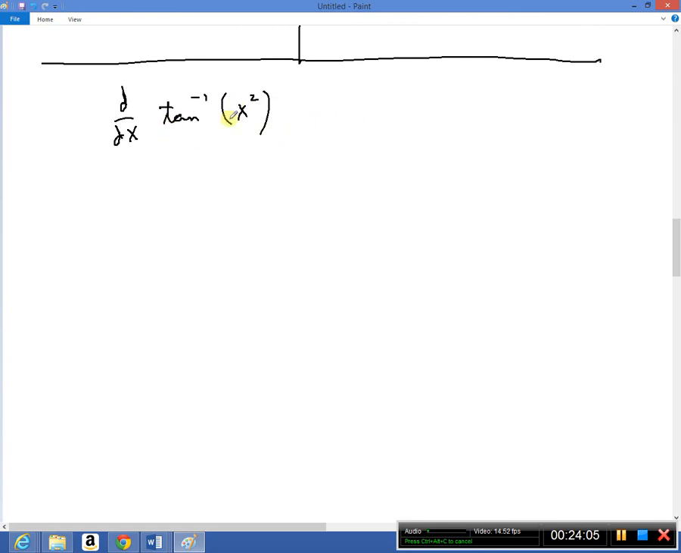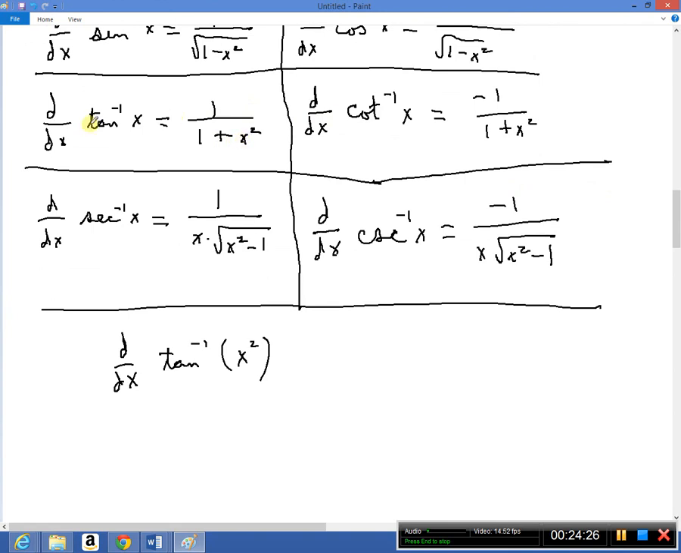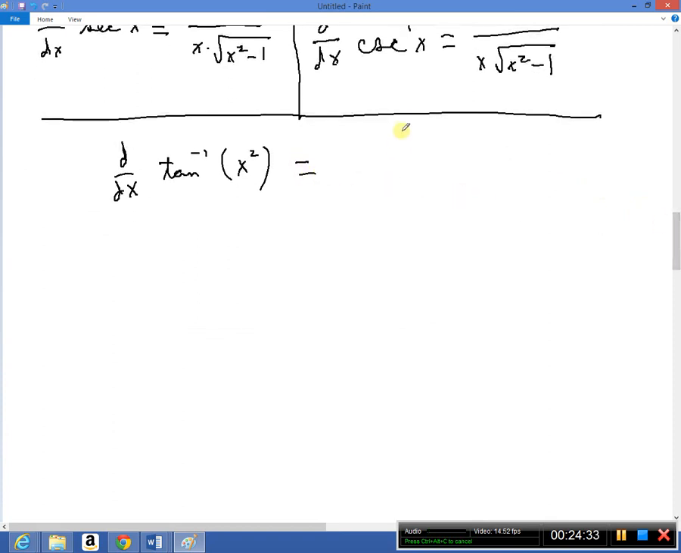Now you can go crazy trying to do this with thinking, oh, this is a power, I can bring it down. No, no, remember this power does not mean to the negative 1 power. It does not mean 1 over tangent. It means the inverse tangent, the arctangent. So how do I take the derivative of the inverse tangent? Well, I've got a formula for it. The formula says 1 over 1 plus x squared, 1 over 1 plus the argument squared, whatever you're plugging in squared. So the answer is 1 over whatever I'm plugging in, which is x squared, squared.